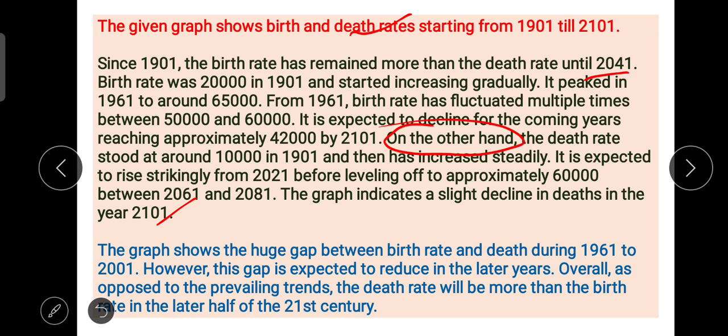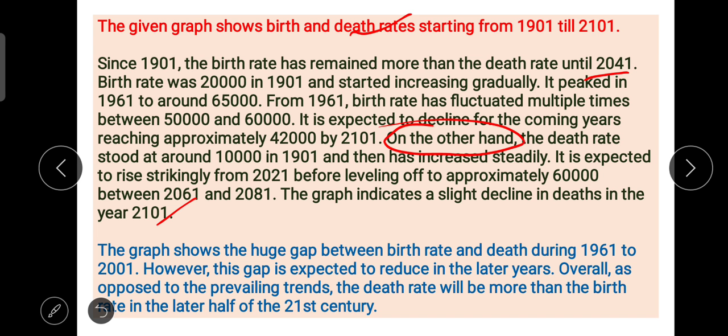So after the analysis, the data is written in linguistic form precisely, mentioning each and everything: year, trend, and quantity, meaning the number and percentage. So this is the body of the paragraph. Now we need to conclude it. We'll be giving the summary of this data.